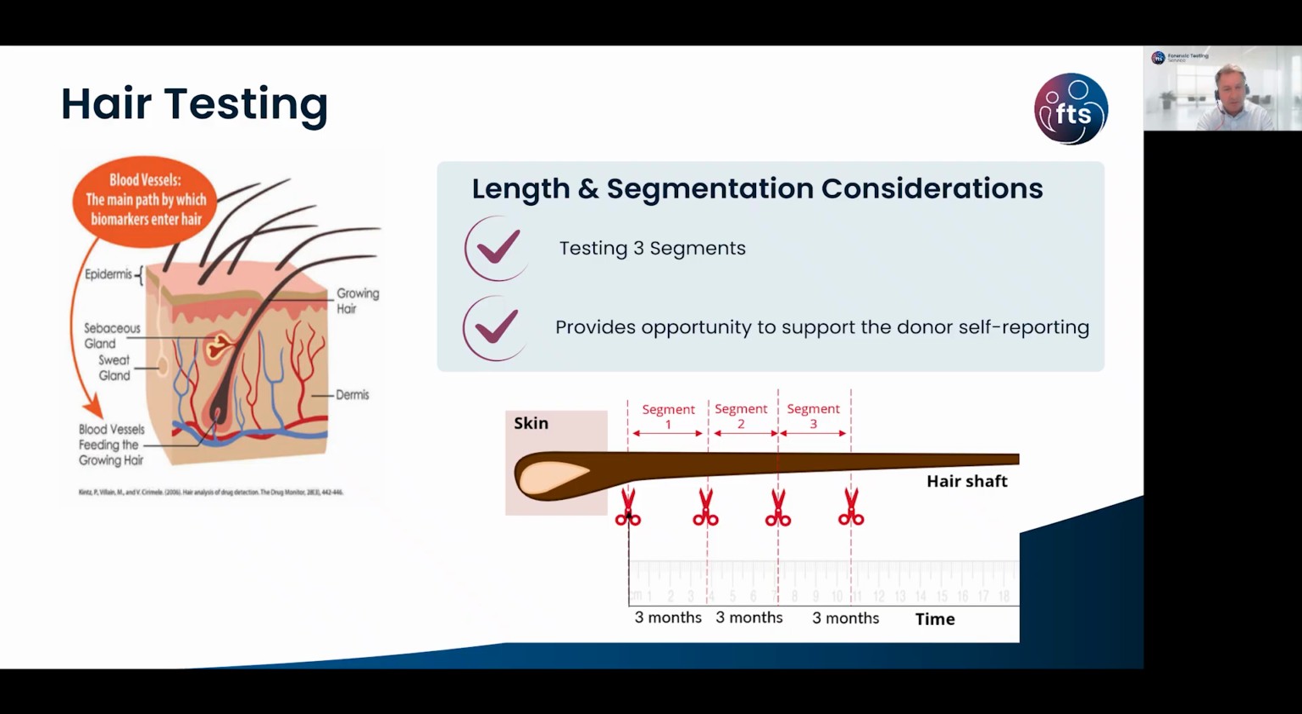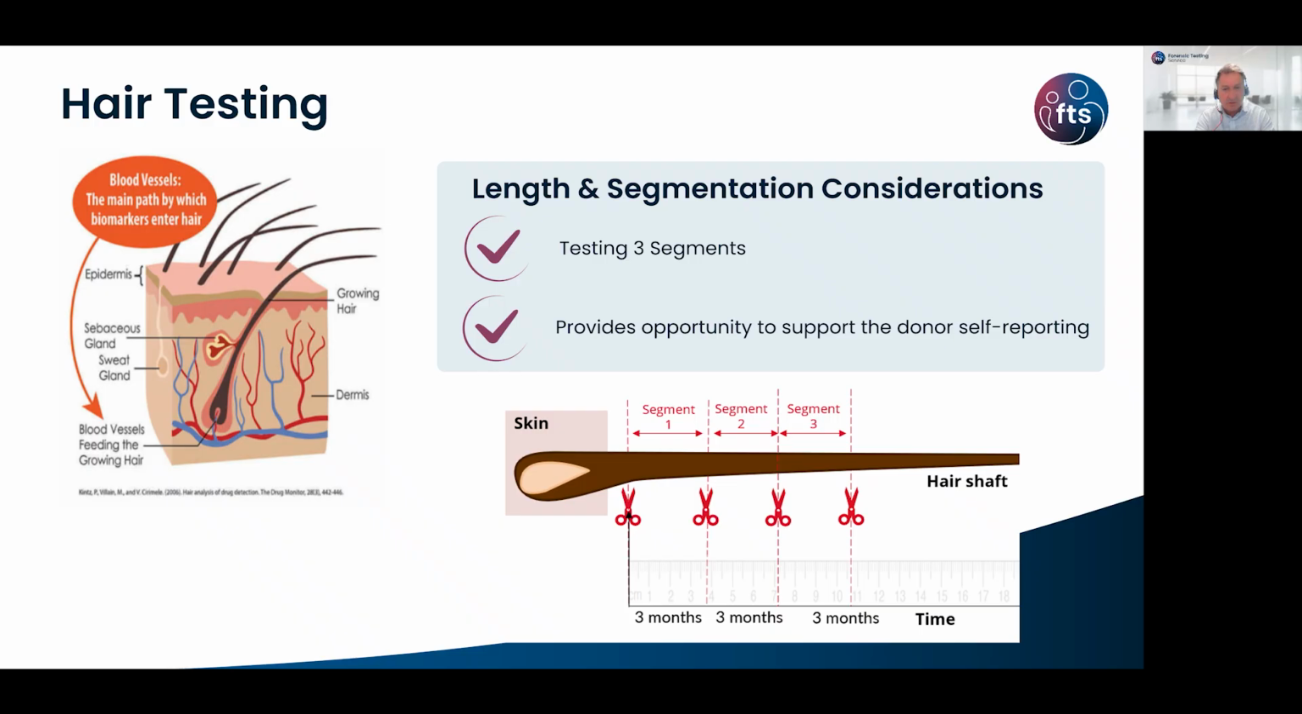So again, just bear in mind that when you're looking at hair for alcohol, it won't necessarily be segmented month on month. We can do it, it's just a lot more expensive, and it's whether that would give you additional information over and above what you would get from the standard process of segmenting it into 3-month lengths.